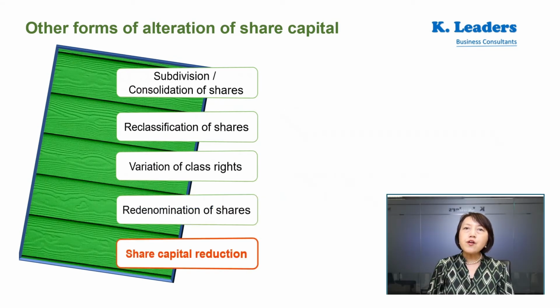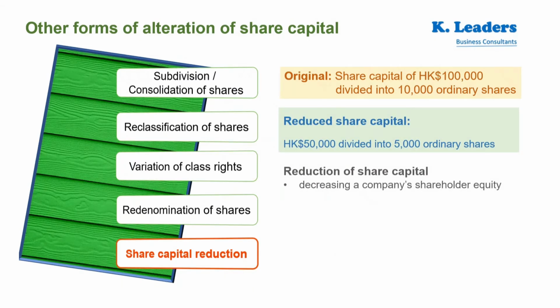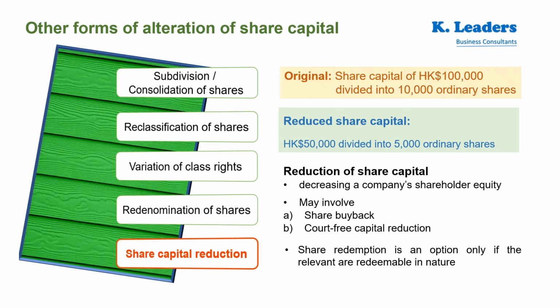If you consider that the existing paid-up capital is more than what you need, then you may want to reduce the capital. In the example, we have $100,000 capital. You may want to reduce it to $50,000. This will mean that there will be a decrease in shareholders' equity. How to achieve this? You may do a share buyback or go through the court-free capital reduction. Share redemption is an option if the shares are redeemable in nature. In this example, the ordinary shares are not redeemable, so share redemption is not applicable in this case.